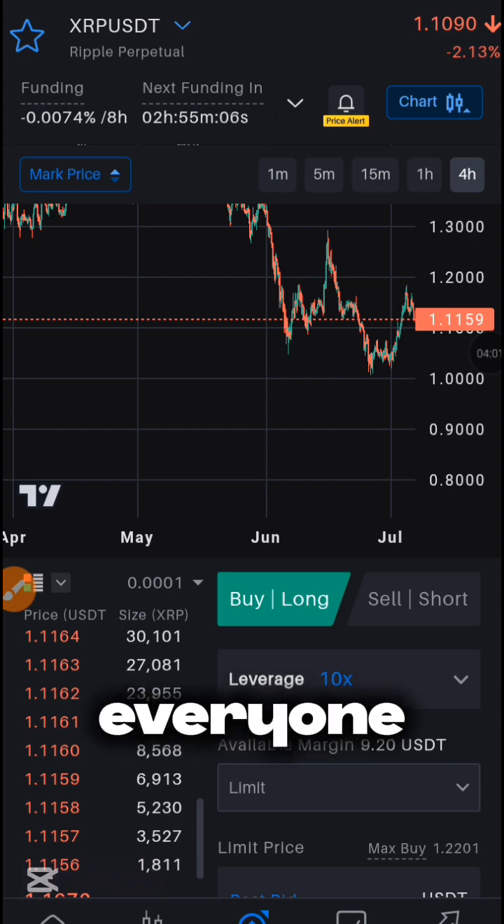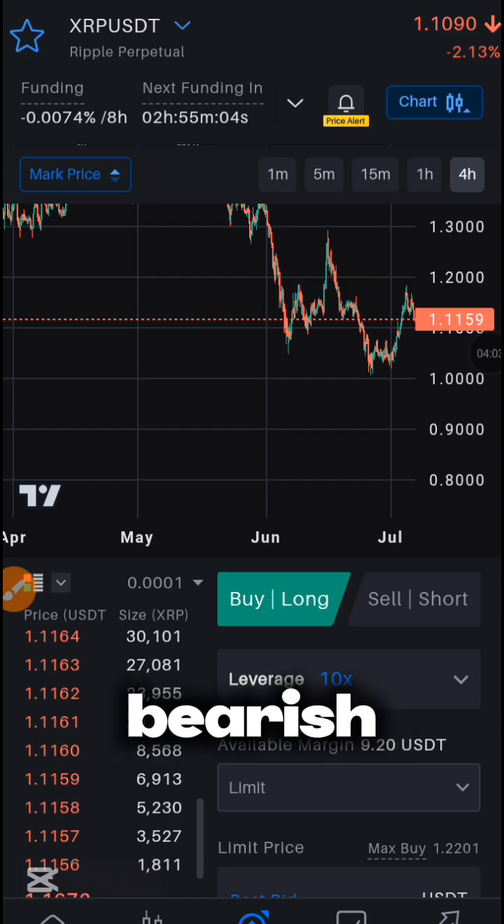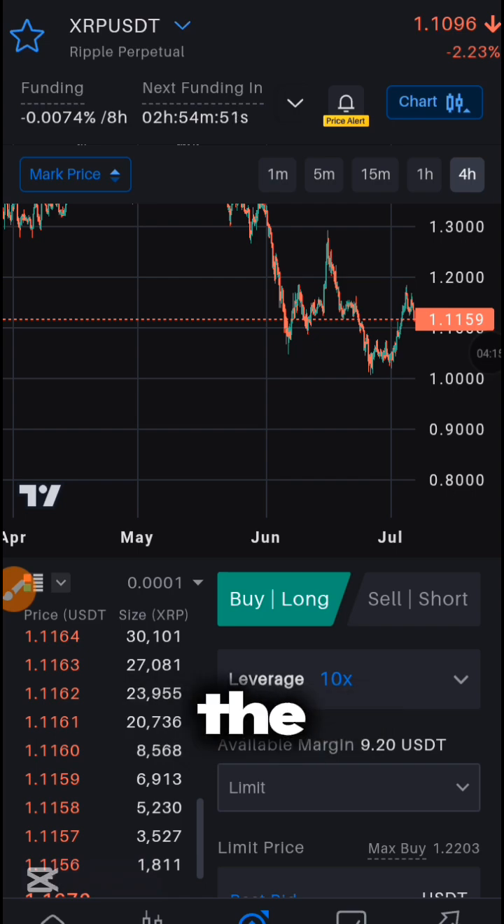Now imagine everyone suddenly becomes bearish. Lots of traders start shorting Bitcoin. The funding rate becomes negative. Now short traders pay long traders instead. See how the system always tries to balance the market.